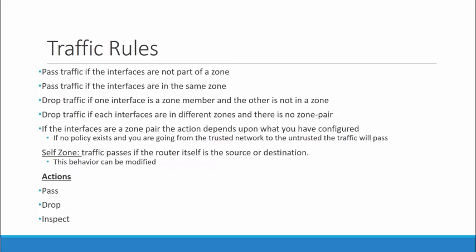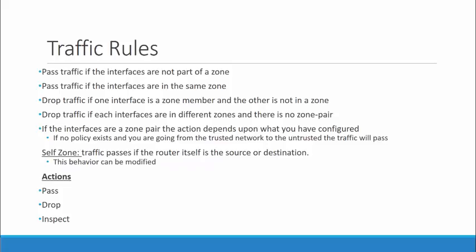Drop traffic if each of the interfaces are in different zones and there's no zone pair. So if we did zone 1 and zone 2 and we didn't create a zone pair for them, as I demonstrated briefly earlier, we're going to drop that traffic. If the interfaces are a zone pair, then the action will depend upon what you've configured. So I created different zones, I put interfaces in them, and I create a zone pair between them, so between zone 1 and zone 3.